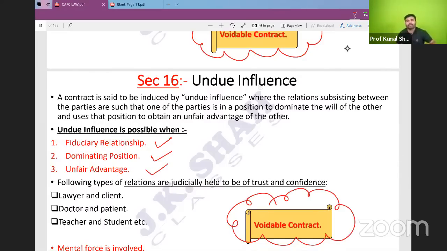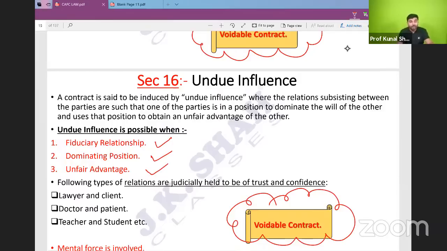Let me give you a very simple example. Let us talk about the relationship between parent and child. Yes, being a child, you have complete trust in your parents. Even your parents have trust in you. So the relationship of a parent and a child is based upon a fiduciary relationship. Now, in this relationship, who is in a dominating position? Pretty obvious, it is the parents who enjoy a dominating position.